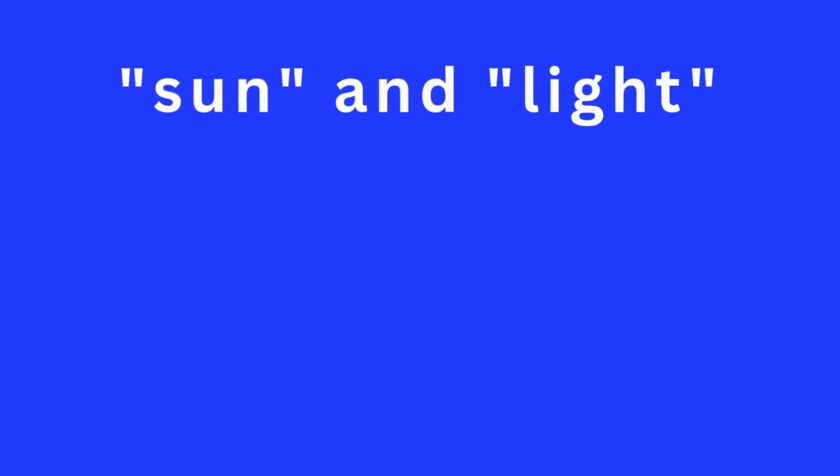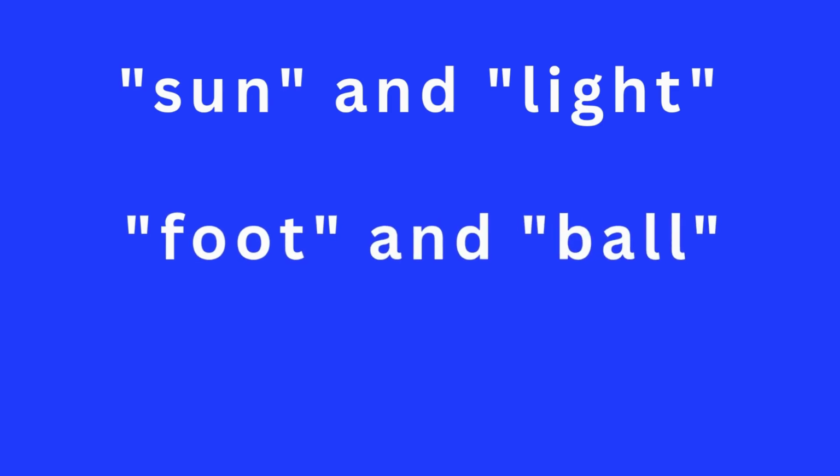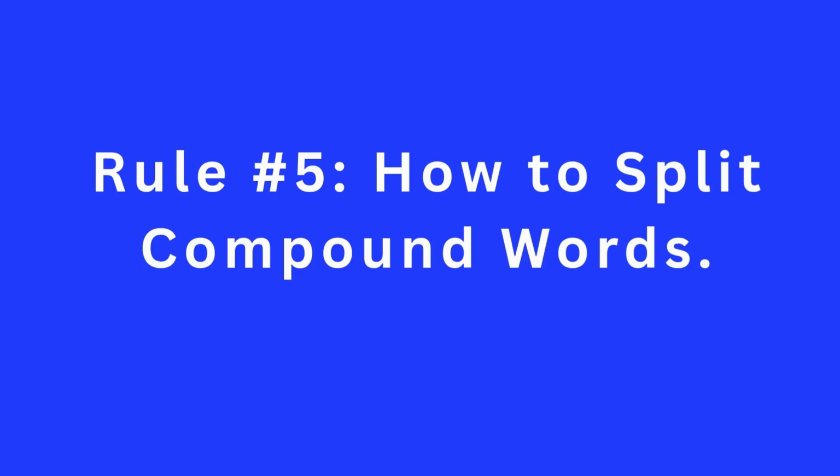Now here's something exciting. Not all long words are built with prefixes and suffixes. Some words are actually made by joining 2 complete words together. For example, what happens when we combine words like sun and light, or foot and ball? In our next lesson, you'll learn rule number 5, how to split compound words. Once you understand this rule, you'll start spotting hidden words inside bigger words, making English spelling even easier and more logical. So keep an eye out for the next lesson. You might be surprised by how many compound words you already know.